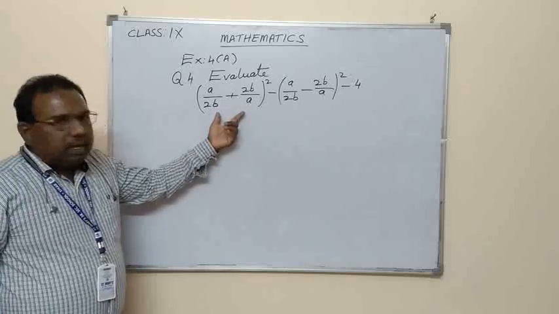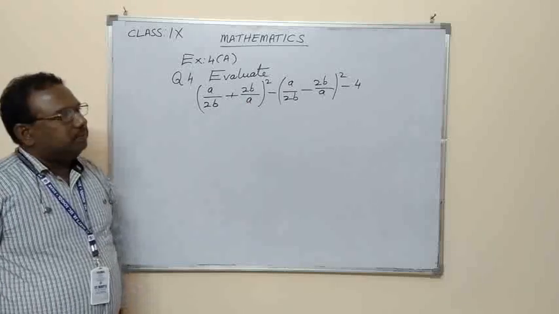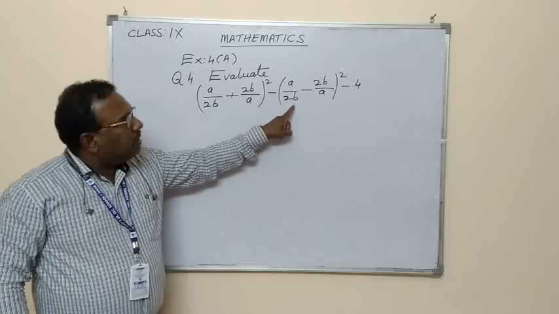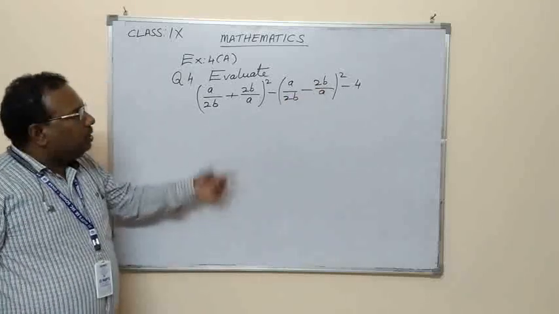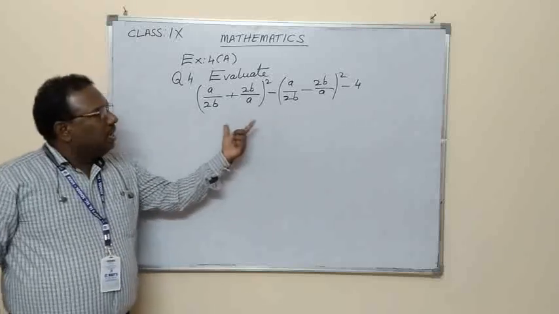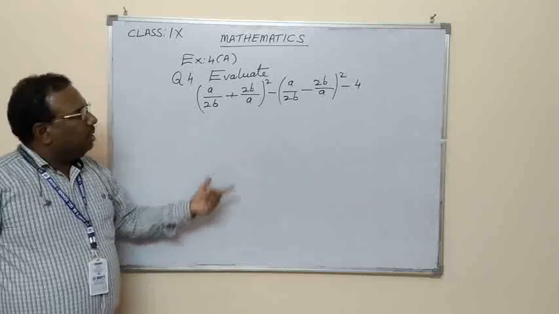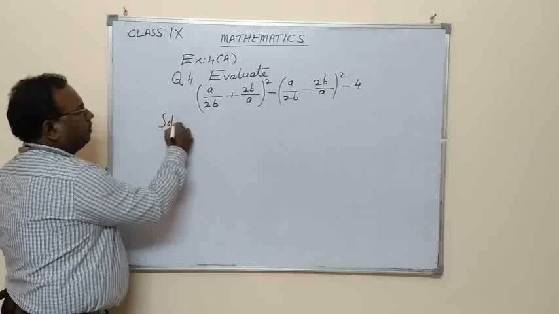Here we can apply the identity A plus B all square. The same way, here we can apply the identity A minus B all square. Using these two identities, A plus B all square and A minus B all square, we can expand this. So, solution.